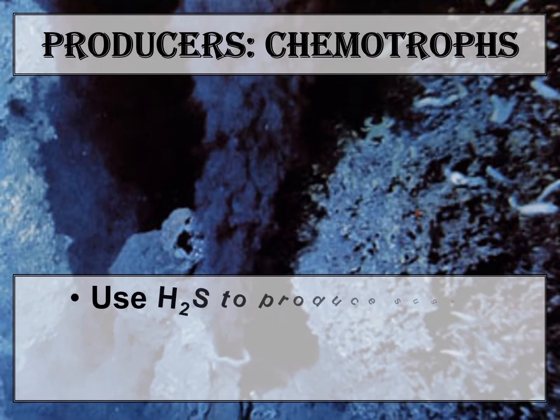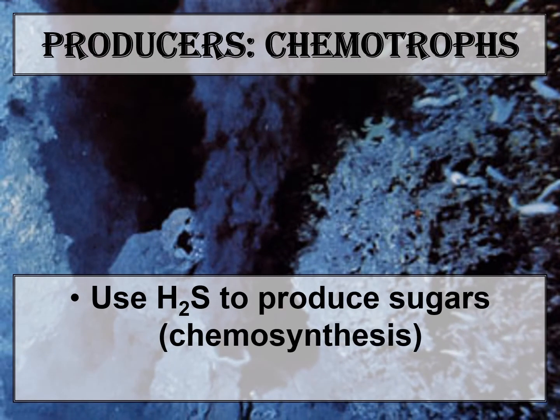Chemotrophs, on the other hand, these are organisms that use a chemical to convert that energy into a sugar. And so this is called chemosynthesis, not photosynthesis, because they're actually using chemicals. And the most common chemical that is used is hydrogen sulfide. The main organisms that perform chemosynthesis are bacteria that are living in very hostile environments.